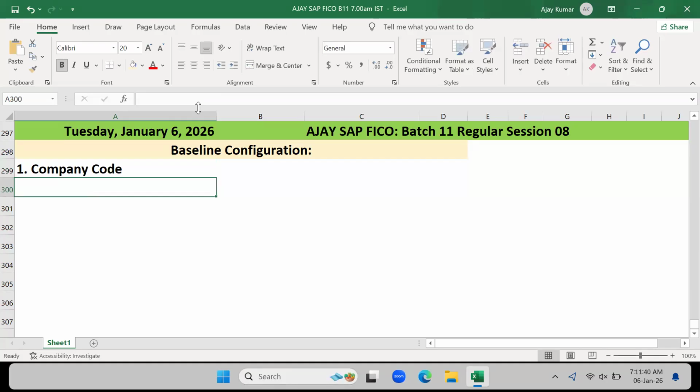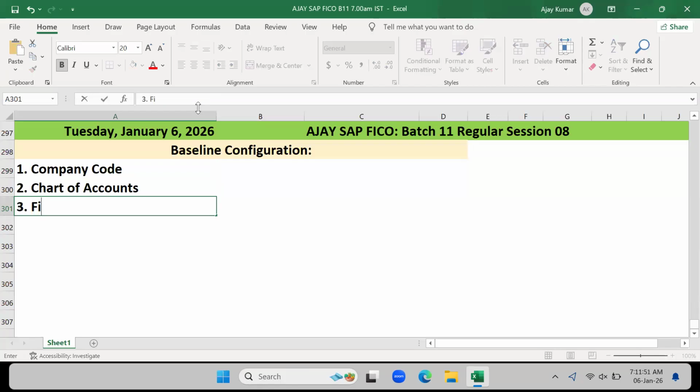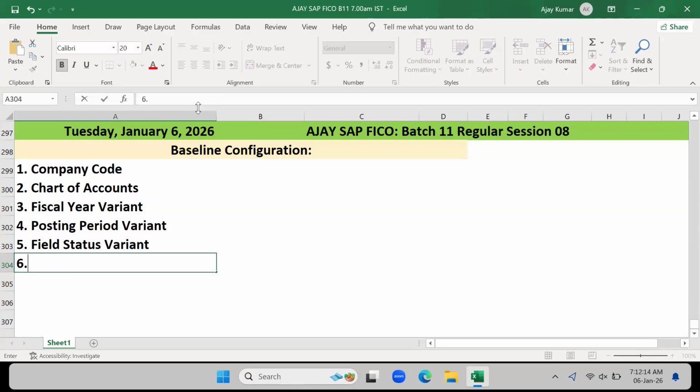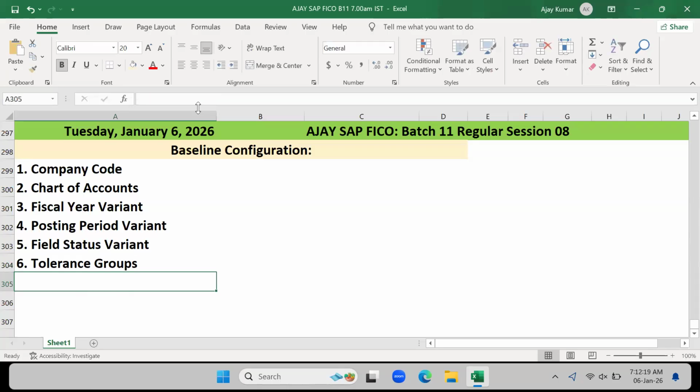Company code. Similarly, second one, chart of accounts. Just remember these one words. Third one, fiscal year variant. Fourth one, posting period variant. Fifth one, field status variant. Sixth one, tolerances or tolerance groups.